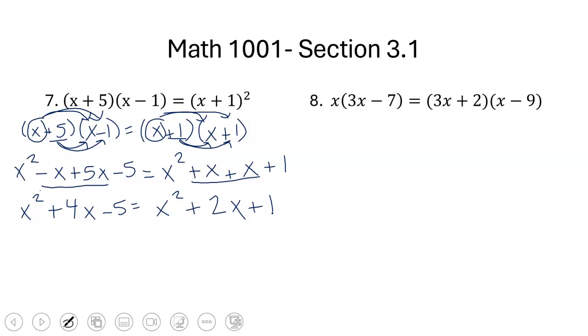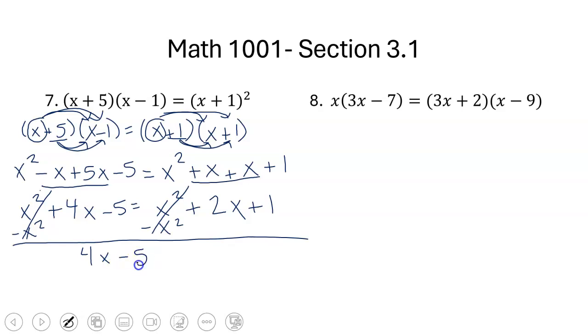So now we're going to move things side to side to combine like terms. So I'm going to move my x squareds. So I'm going to move one side. Now what happens to them? They both what? They both cancel out. So bring everything else down. So 4x minus 5 equals, and then bring down 2x plus 1.